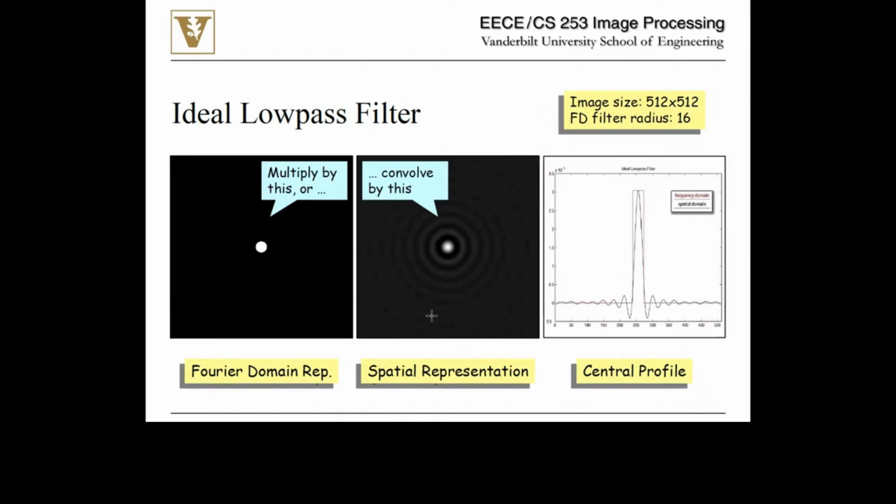And here we have a representation of both in the same plot. This is bad practice in general, but they have done it. So we have represented in the same plot the frequency response in red and the spatial response in black.